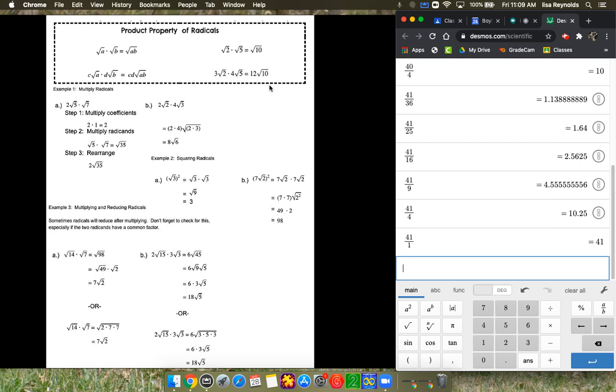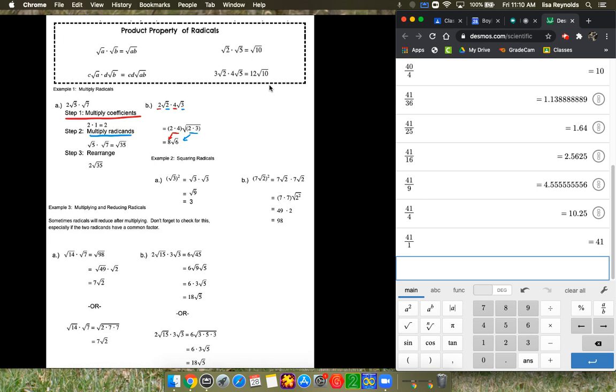So step 1 is to multiply the coefficients. Step 2 is to multiply the radicands. And step 3 says to rearrange. So you would actually make sure that you put the answer to the coefficients in front of the answer to the radicands.